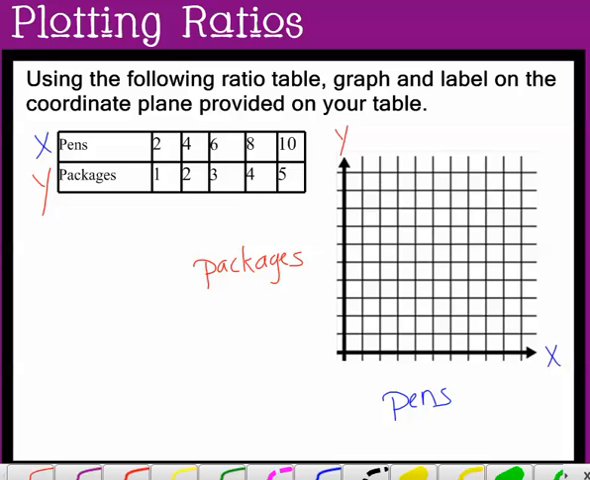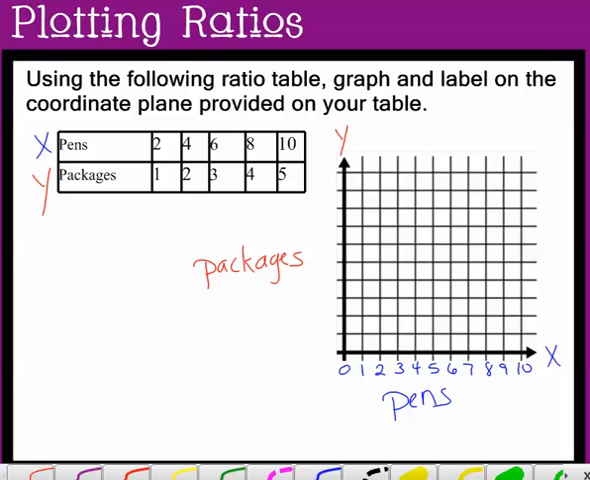The next thing we need to think about is the scale. How are we going to skip count on our graph to make it easy to understand? Our pens are jumping by 2 every time. 2, 4, 6, 8, 10. If we look at our graph, we have 10 lines. So I can go ahead, I can always start the axis at 0. We can go ahead and just label these single count.